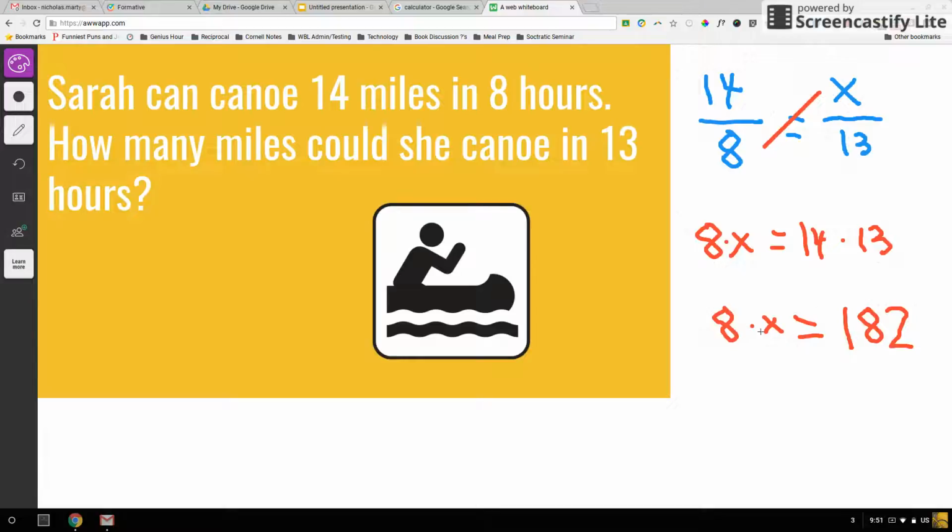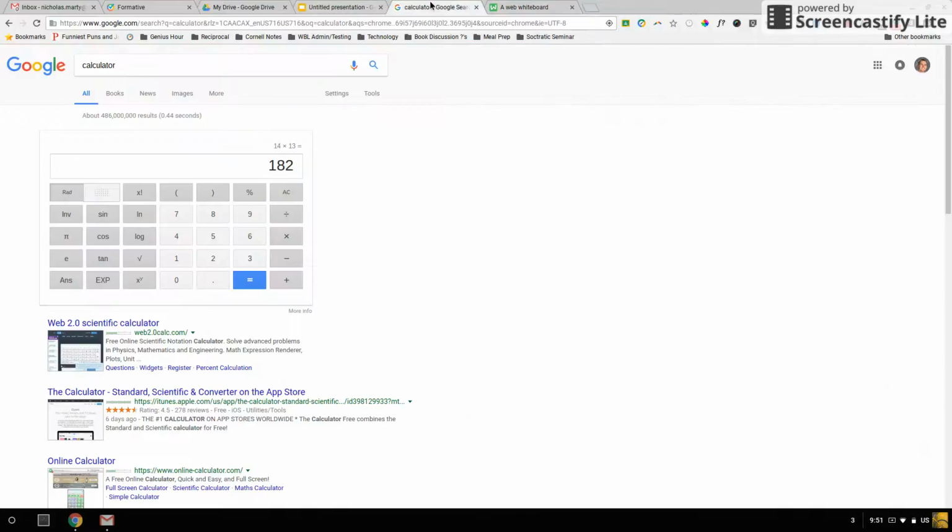Now we have to get the x all by itself. So if we have 8 times x, as we worked with in algebra, to get rid of a side, we have to do the opposite. So we would divide by 8. If we divide by 8 on one side, we divide by 8 on the other side, which would leave us with x equals 182 divided by 8.